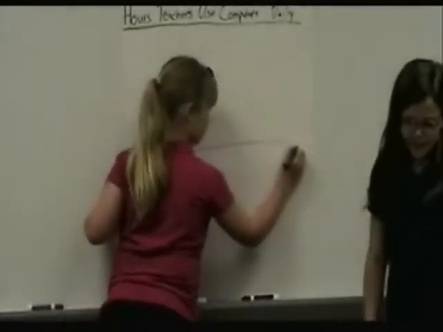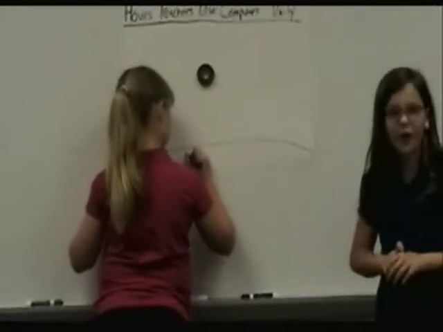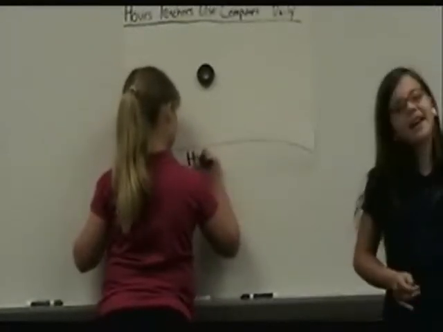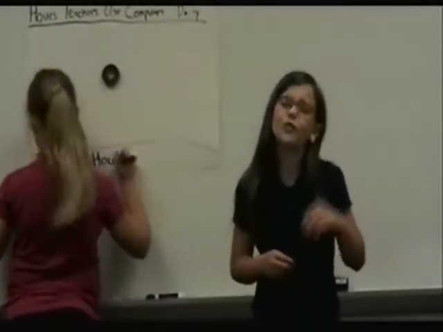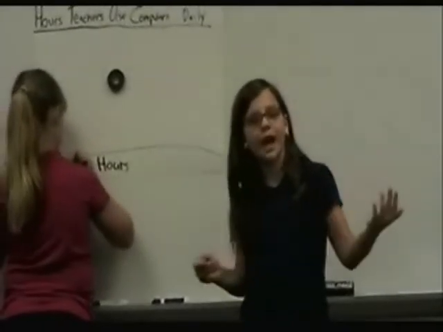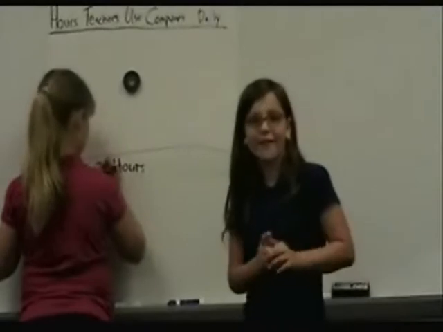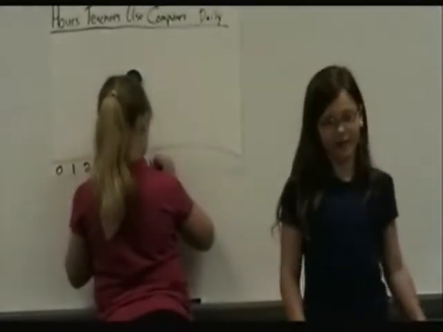Now that we have the basic parts of our line plot made, we have to collect the data. In order to do this, we're going to go around to other teachers' classrooms and ask them how many hours they usually spend on the computer. They'll have to round their answers to the nearest hour so that we have room for it on our line plot. For instance, they can't say 1.5 hours because we don't have that on our line plot.